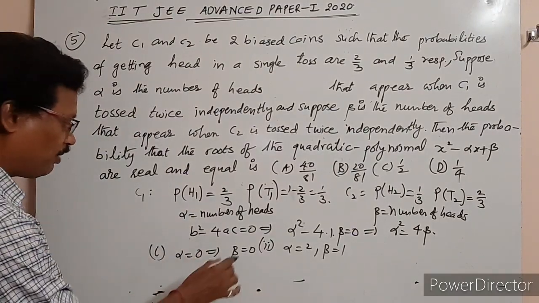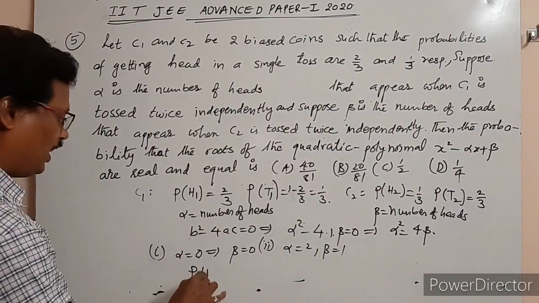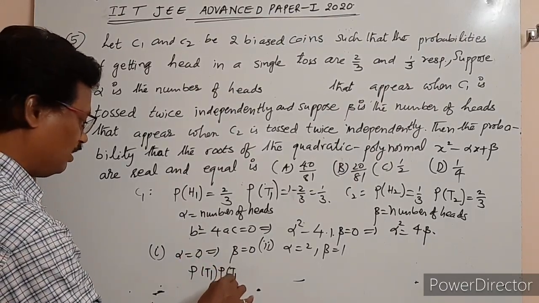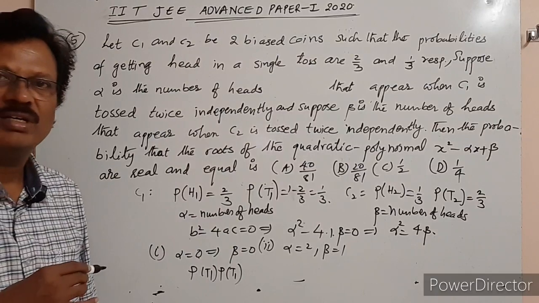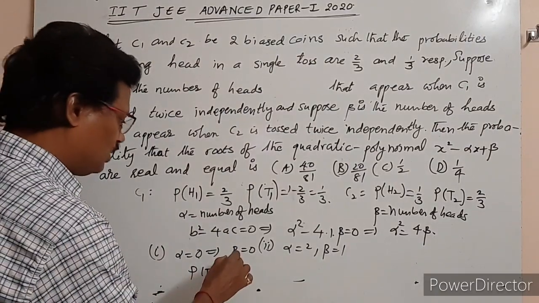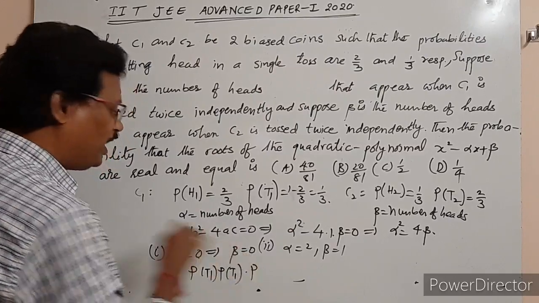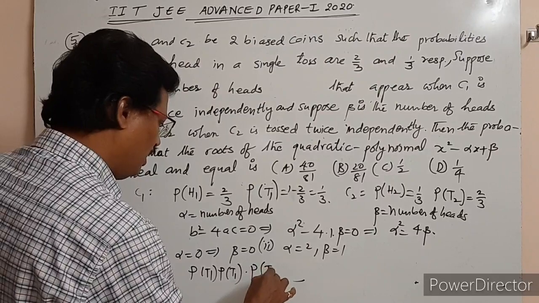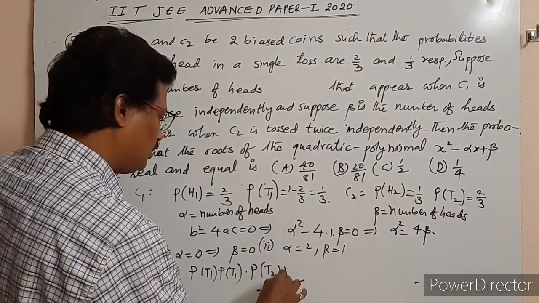First, let us see this probability. 0 heads on the first coin means first time a tail and the second time also a tail. In the same way for the second coin, beta 0 means the first time is a tail and the second time also a tail.